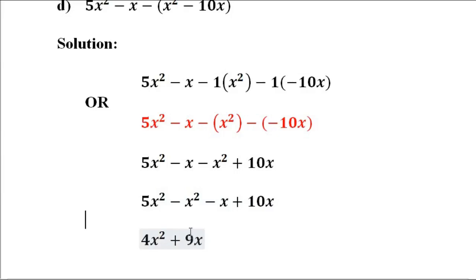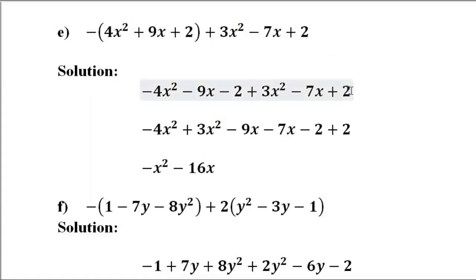Remember, we don't have like terms in positive 4x squared and positive 9x that we can combine. So we are done here. Positive 4x squared, positive 9x is our simplified expression.